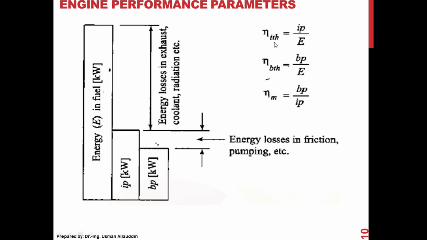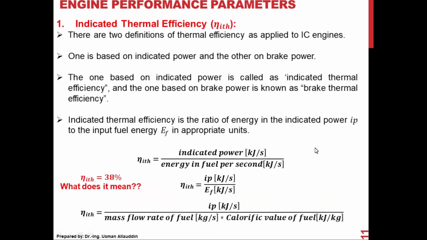One is the indicated thermal efficiency. In the indicated thermal efficiency, you divide the indicated power by the input, that is the energy supplied by the fuel. Brake thermal efficiency is the ratio of brake power divided by the energy of the fuel, and mechanical efficiency is the ratio of the brake power to the indicated power. So let's discuss more the indicated thermal efficiency.